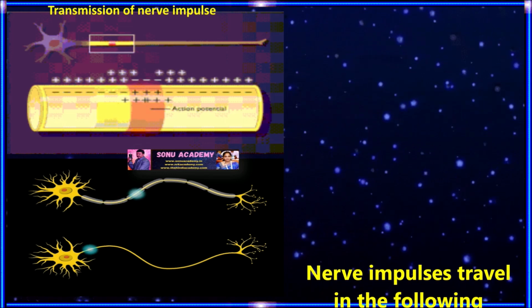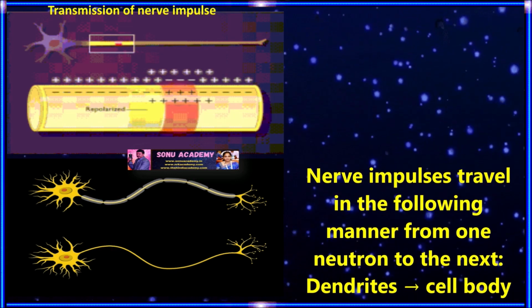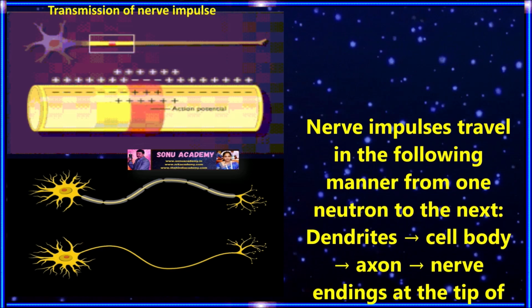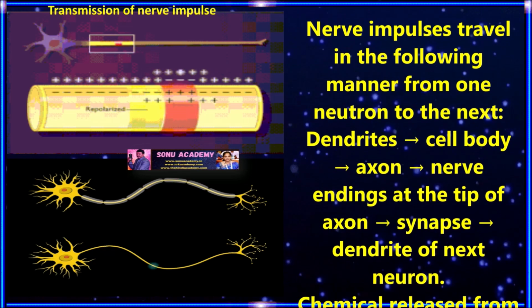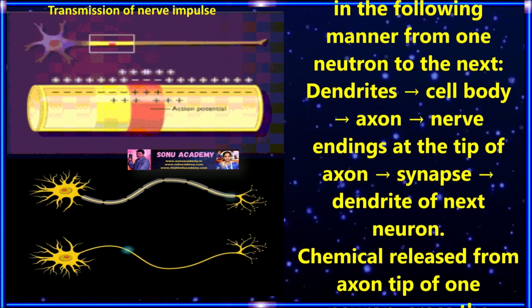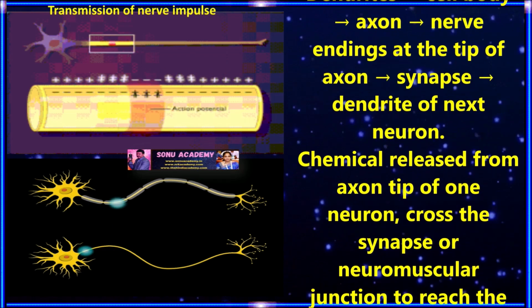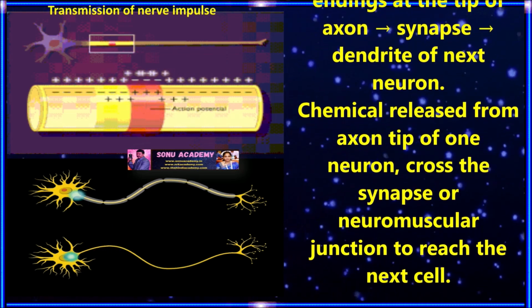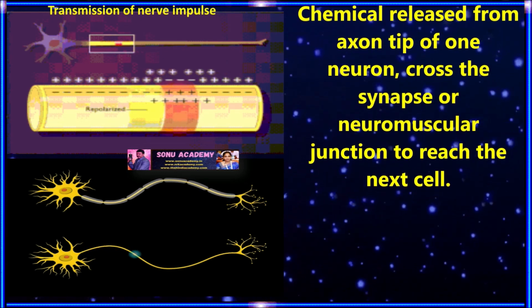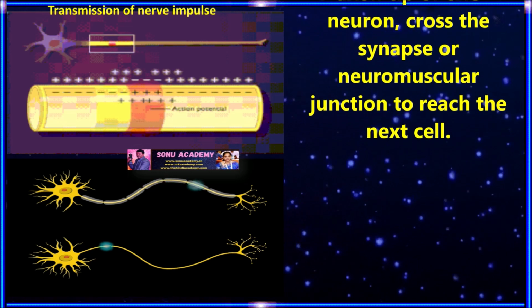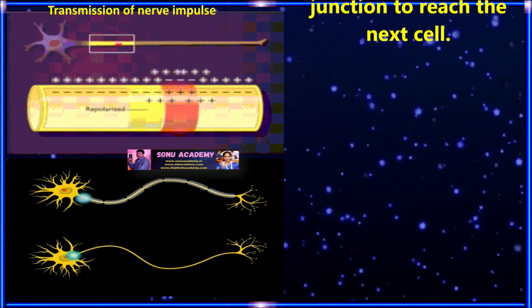Children, let us see the transmission of nerve impulses. The nerve impulses transfer in the following manner from one neuron to the next. The nerve impulses first transfer from dendrites to cell body to axon, ending at the tip of the axon, and then across the synapse to the dendrite of the next neuron. The chemical is released from the axon tip of one neuron across the synapse or neuromuscular junction to reach the next cell.